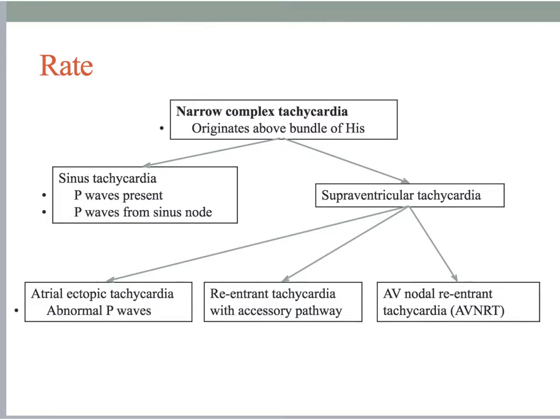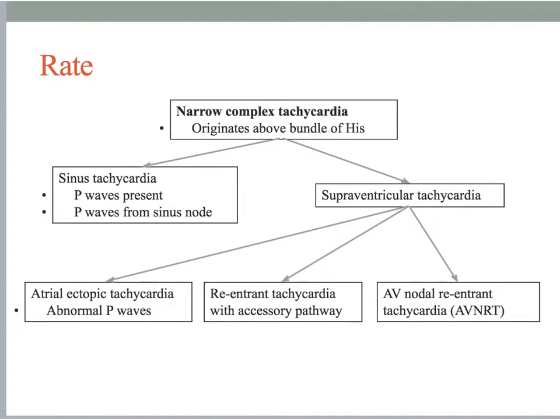Narrow complex tachycardia is a common abnormal finding on pediatric EKGs. This is a flowchart for evaluating narrow complex tachycardia. When tachycardia has narrow QRS complexes, that indicates that the tachycardia originates above the bundle of His. It can be sinus tachycardia, with P waves originating from the sinus node, or supraventricular tachycardia.